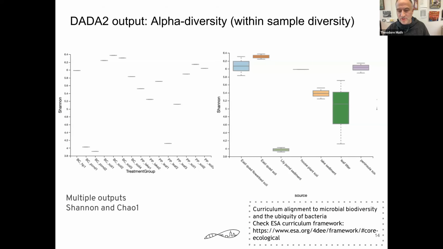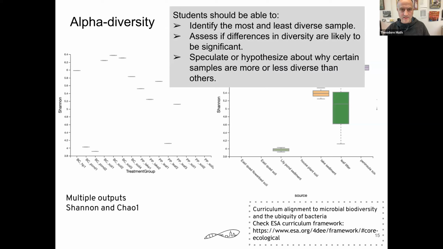So these I showed you. And again, these are the outputs that come straight from data two. And again, in terms of learning objectives, we like to ask the students to be able to interpret these graphs, tell us which sample they think is diverse, which sample is not so diverse. Maybe they can speculate about why they might be more or less diverse, and things like that.